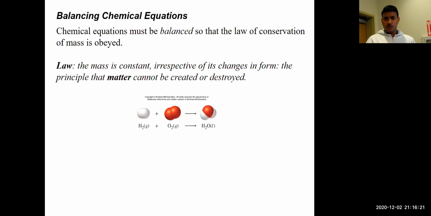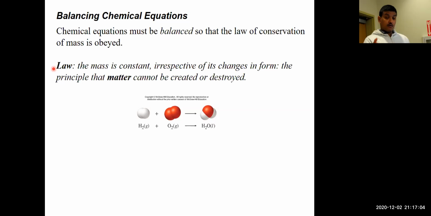As we discussed in chapter 2, according to the law of conservation of mass, the mass is always constant, irrespective of changes in form, like changing physical state. The principle is that matter can neither be destroyed nor created. It can only change form. So because of that, the total number of atoms you started with must match the total number of atoms you end with in a chemical reaction. For that reason, you need to balance chemical reactions.